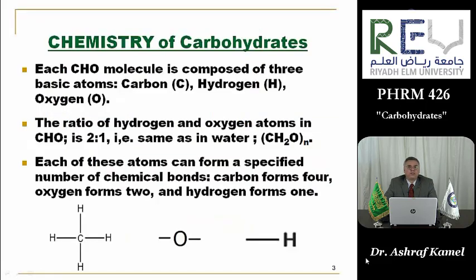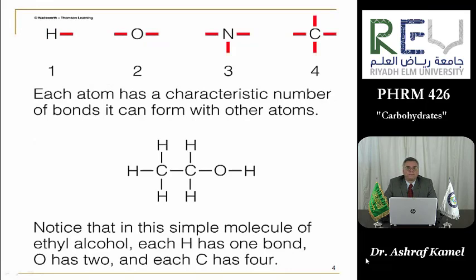Chemistry of carbohydrates. Each carbohydrate molecule is composed of three basic atoms: carbon, hydrogen, and oxygen. The ratio of hydrogen and oxygen atoms in carbohydrate is 2:1, which is the same as in water. Each of these atoms can form a specified number of chemical bonds. Carbon forms 4, oxygen forms 2, and hydrogen forms 1. Each atom, according to the valency, has a characteristic number of bonds it can form with other atoms. Notice that in this simple molecule of ethyl alcohol, each hydrogen has 1 bond, oxygen has 2, while carbon has 4.